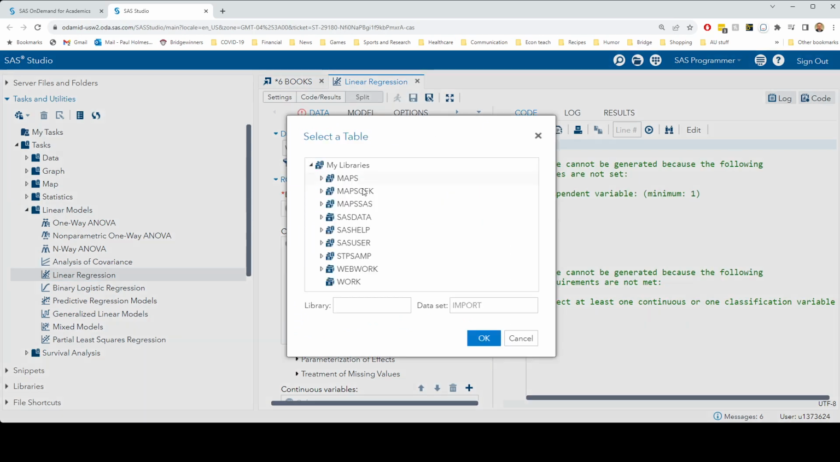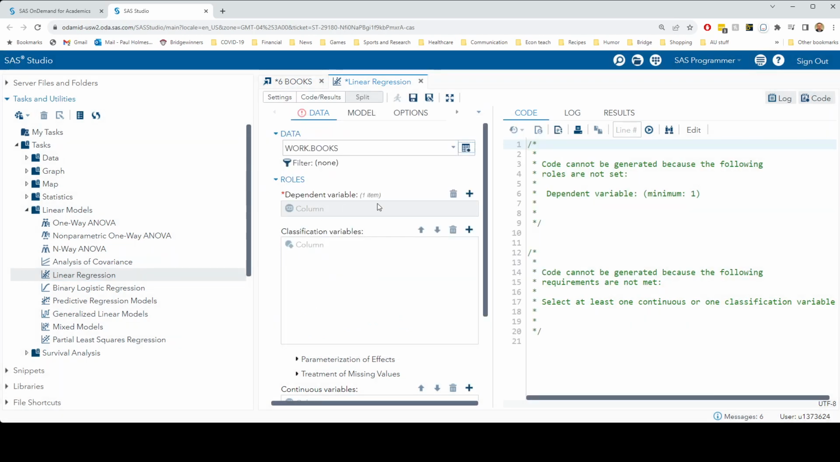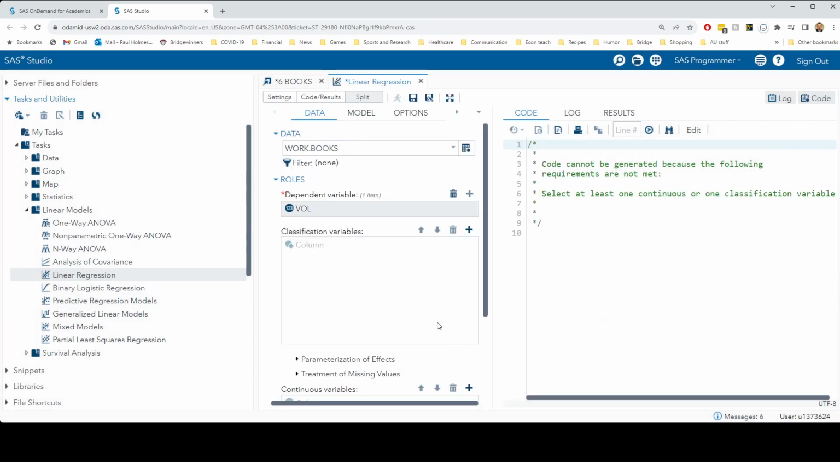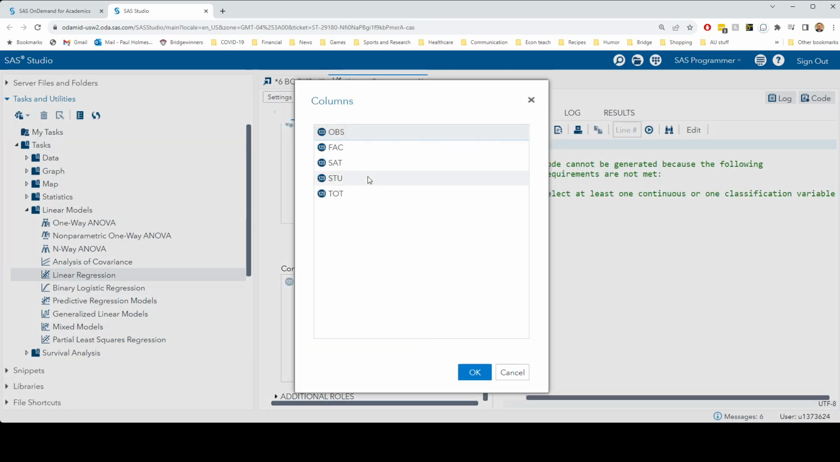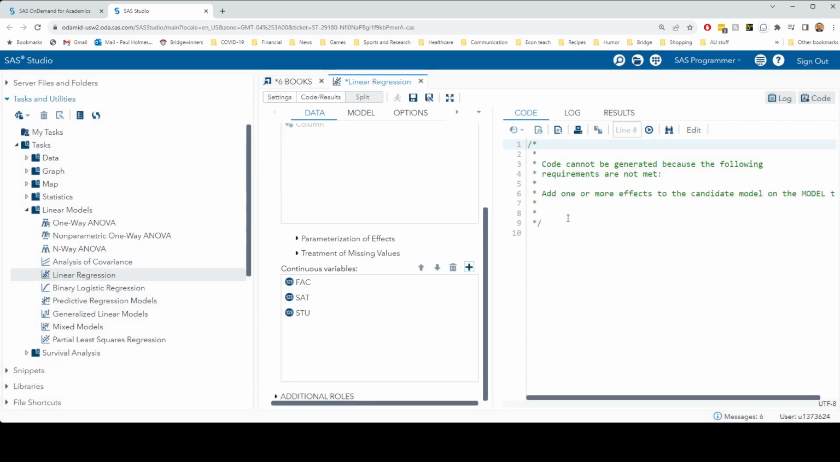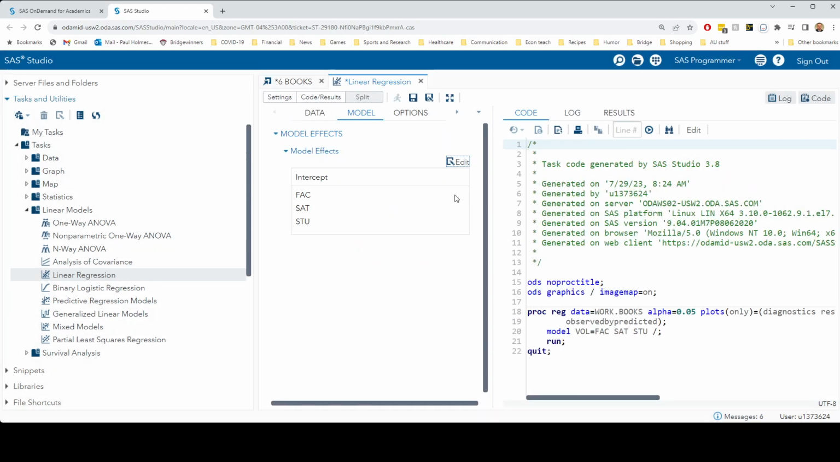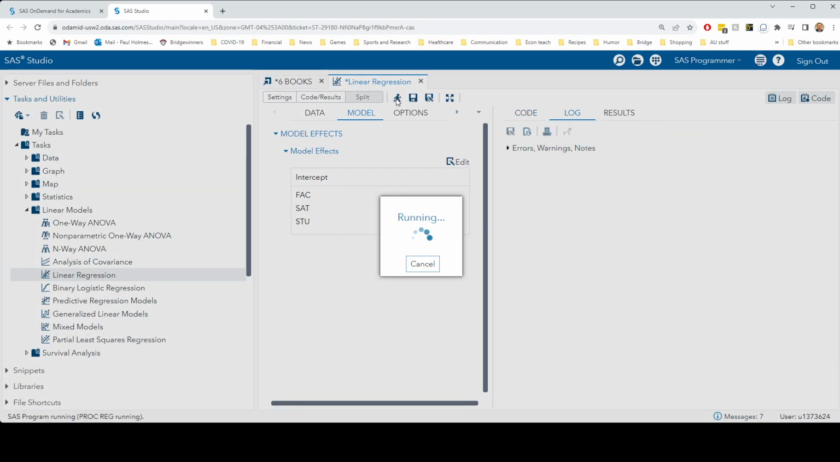So linear regression on the books data. Dependent variable is the number of volumes, the vol variable. And then we're adding in faculties, SAT and student. Under model, we'll make sure that we add all of these in. And then press run.